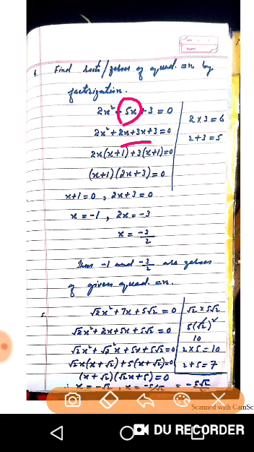So then 2x² + 2x + 3x + 3 is equal to 0. So now take the common factor between 2x² + 2x, which is 2x. So you get (x + 1) here. Then in these two terms you get 3 as common. So there remains (x + 1) equal to 0.